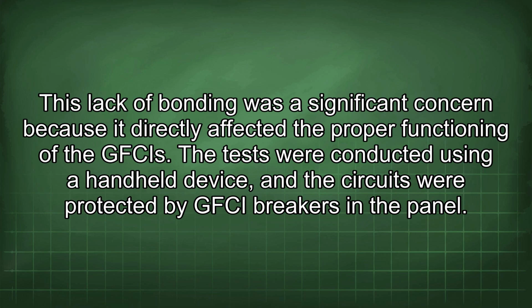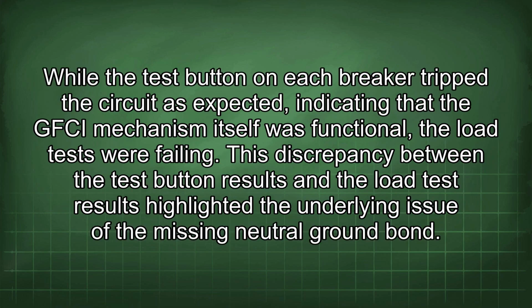The tests were conducted using a handheld device, and the circuits were protected by GFCI breakers in the panel. While the test button on each breaker tripped the circuit as expected, indicating that the GFCI mechanism itself was functional, the load tests were failing. This discrepancy between the test button results and the load test results highlighted the underlying issue of the missing neutral ground bond.